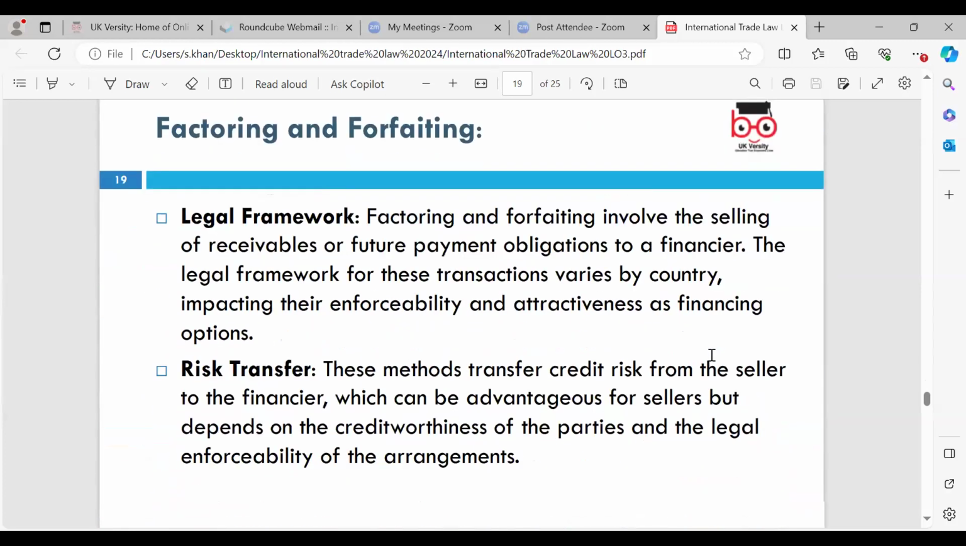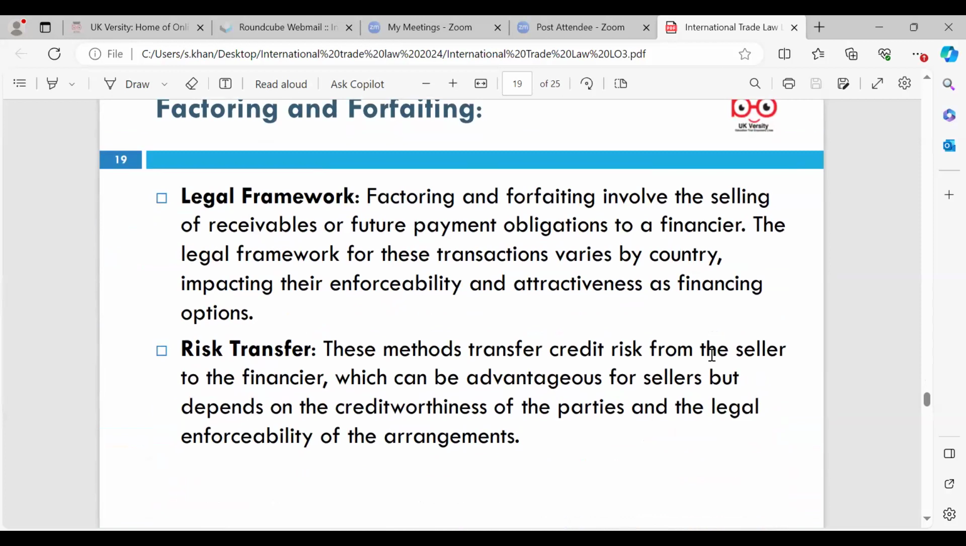Factoring and forfeiting, the legal framework. Factoring and forfeiting involve the selling of receivables or future payment obligations to a financer. The legal framework for these transactions varies by country, impacting their enforceability and attractiveness as financing options.